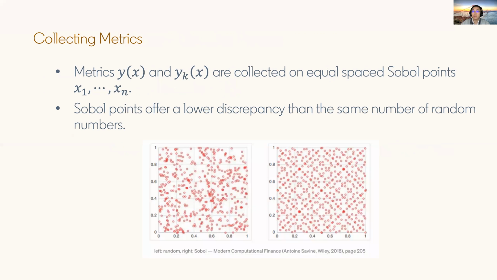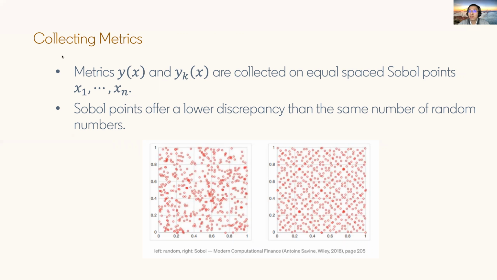The first trick is about collecting the metrics and obtaining the posterior samples. The traffic is often limited for online hyperparameter tuning and A/B test. We cannot collect the metrics on every point. So one efficient allocation method is to use equal-spaced Sobol points. Sobol points offer a lower discrepancy than the same number of random points.